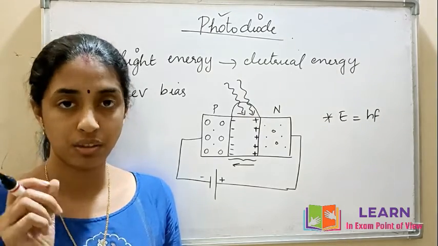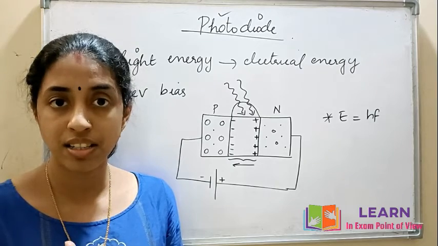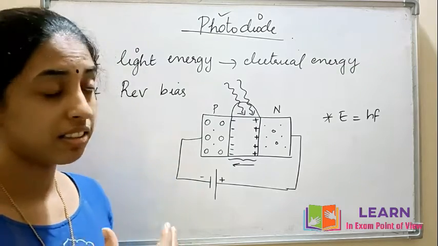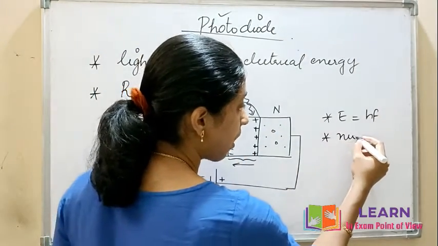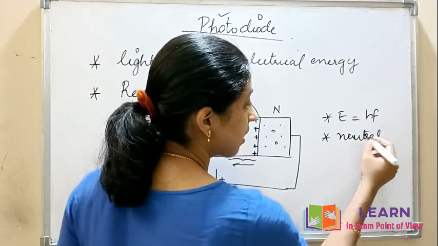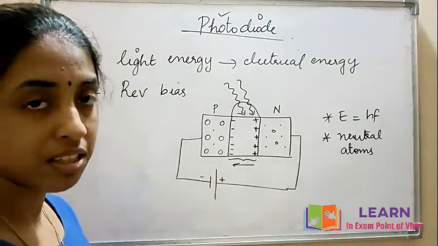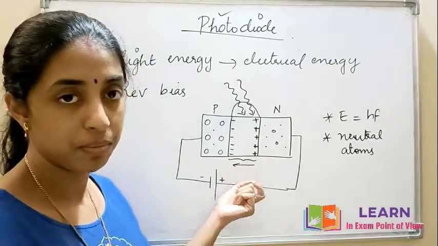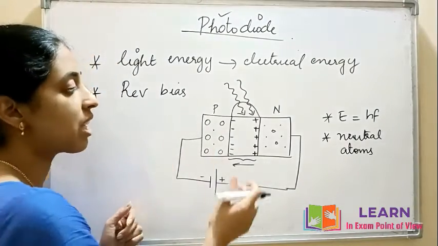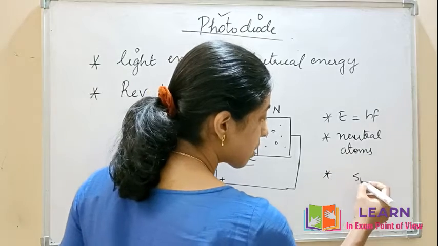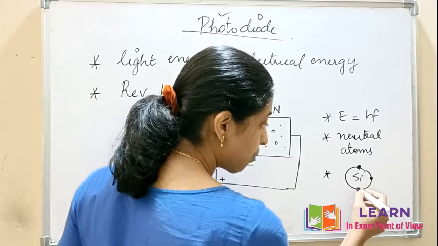Now this point is important. What is inside the depletion layer? Yes, there are neutral atoms, and there are no charge carriers. You can say it is an unused section, but it contains neutral atoms. If you are using a silicon diode, silicon has 4 valence electrons, which is a neutral atom.